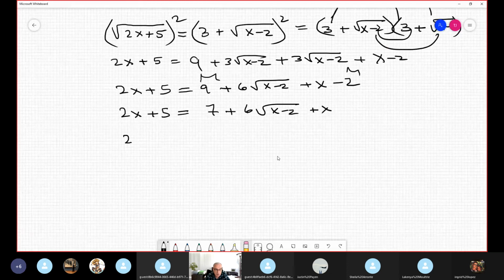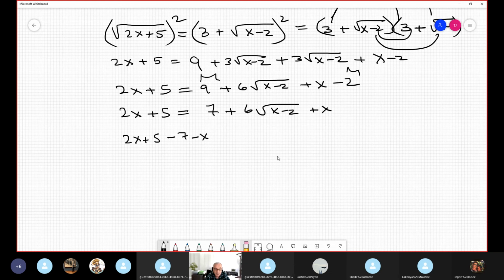So 2x plus 5 minus 7 minus x is equal to 6 times the radical of x minus 2. 2x minus x is 1x, and 5 minus 7 is minus 2, equals 6 times the radical. In this case, the coefficient here is 1, the coefficient is even, you divide by 2, no, because of the 1 here. And you square.